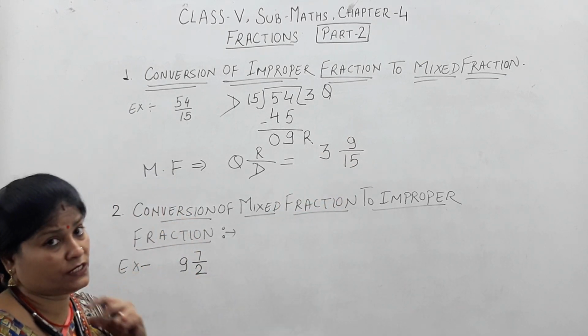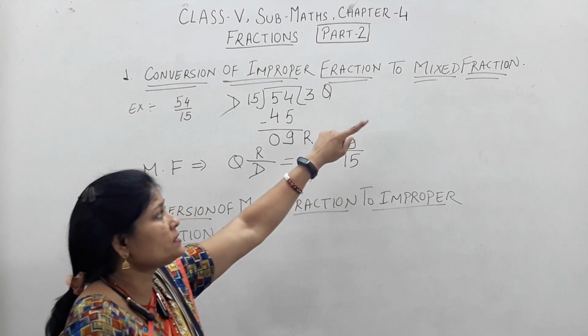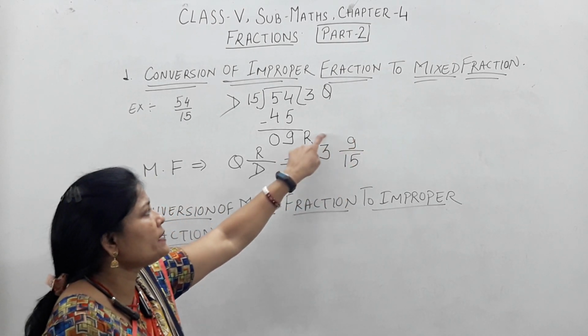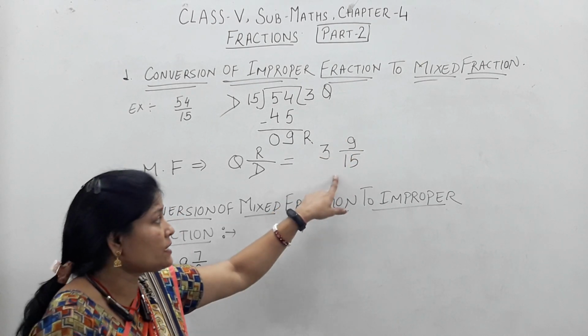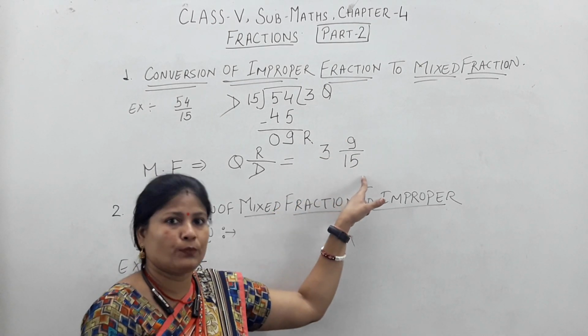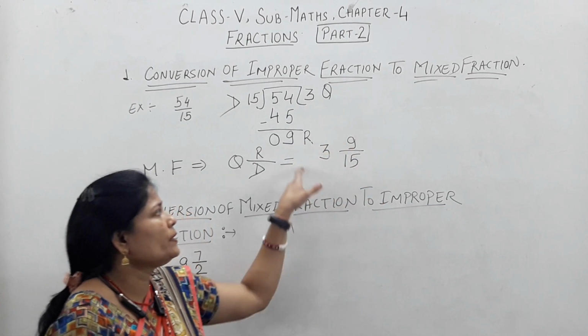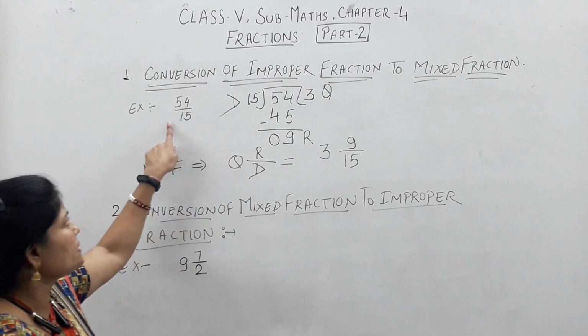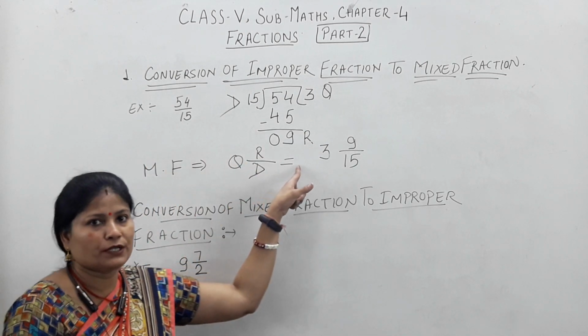How do we know this is a mixed fraction? What is the definition of a mixed fraction? See children, a mixed fraction is one in which one part is a whole number and the other is a proper fraction. Yes, of course, 9 upon 15 is a proper fraction and 3 is a whole number. So this is a mixed fraction and this is an improper fraction. Yes children, these are vice versa, we know that.